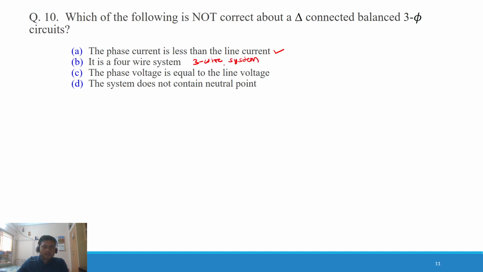It is a 3 wire system. So this one is incorrect. Phase voltage equal to line voltage. Yes, in the delta connected balanced three phase circuit, the phase voltage equals the line voltage and the system does not contain a neutral point. This one is also correct. So which one is not correct? Option B is not correct.